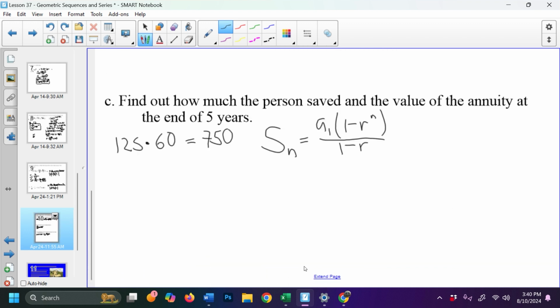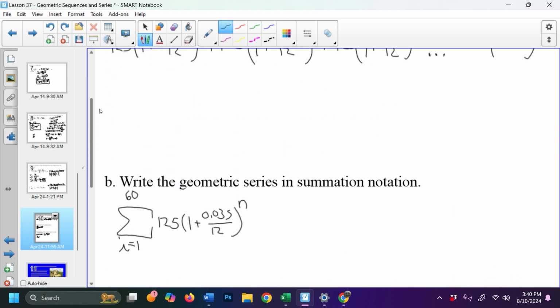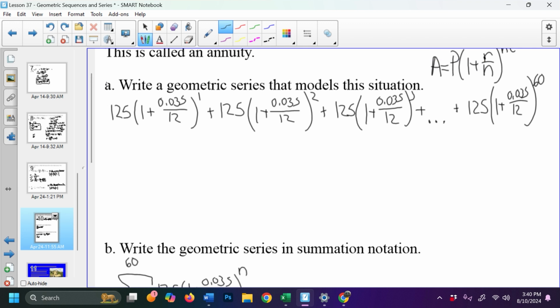All right, now we know that we are calculating the first 60 terms. Here's the hard part. We have to figure out what a sub 1 is and what r is. So if I go back up here to my first part of the question and I look at this geometric series, this whole expression right here, that is a sub 1.